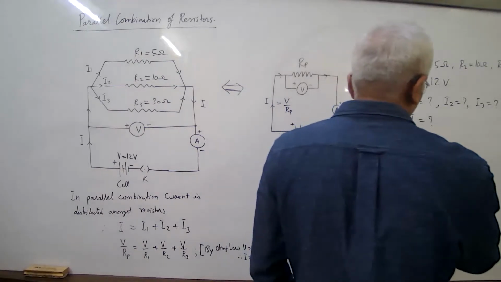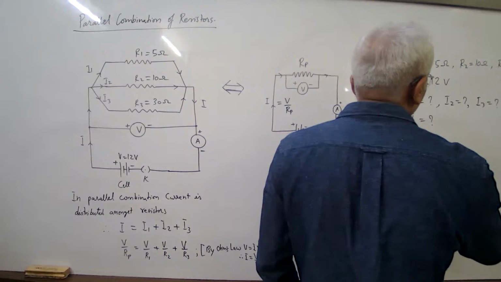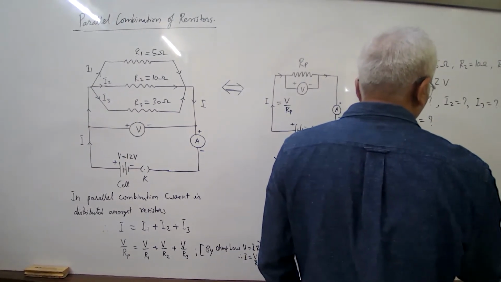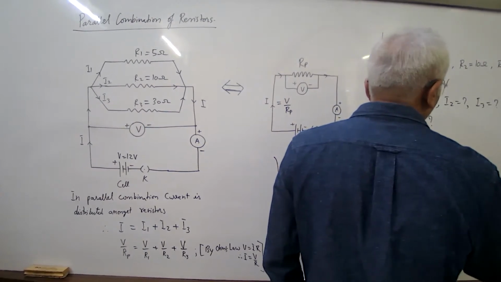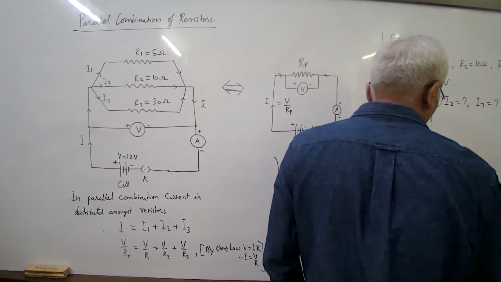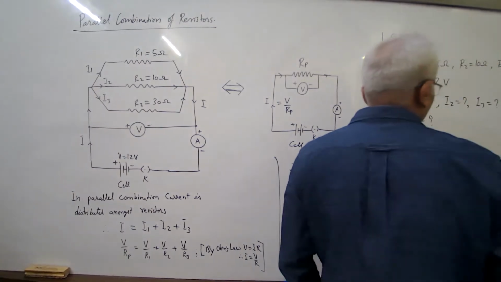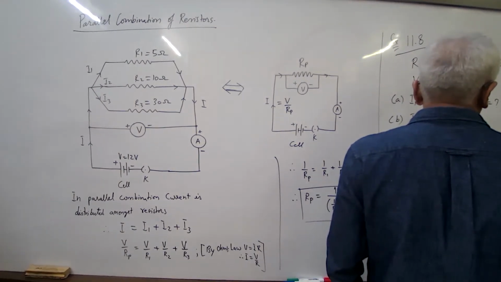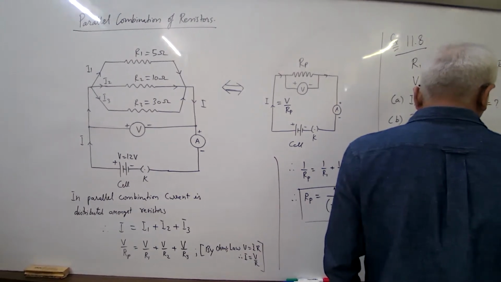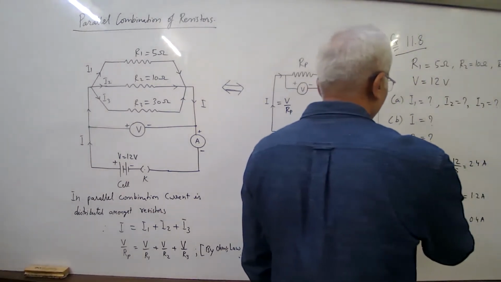So I1 will be, what will be I1? V by R1, which is 12 by 5. I2 will be V by R2, 12 by 10. How much will it be? 2.4 ampere, 1.2 ampere, 0.4 ampere. So this is A.